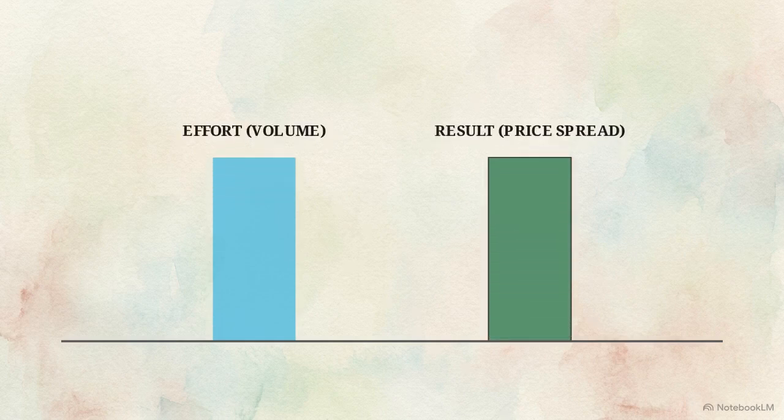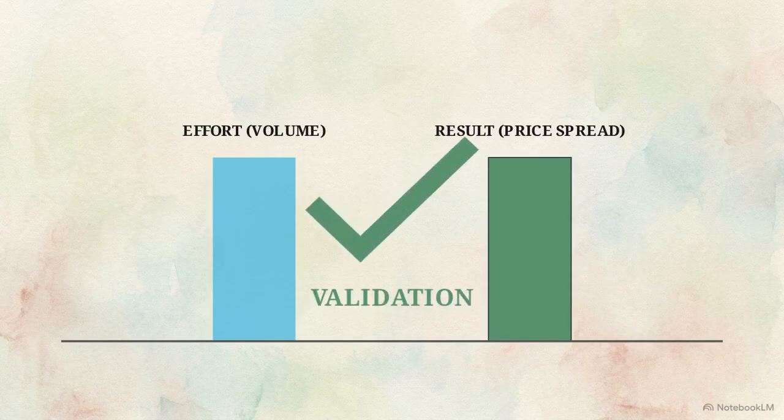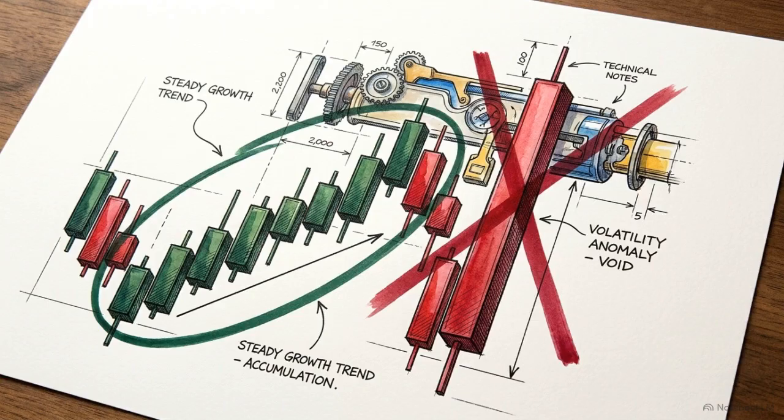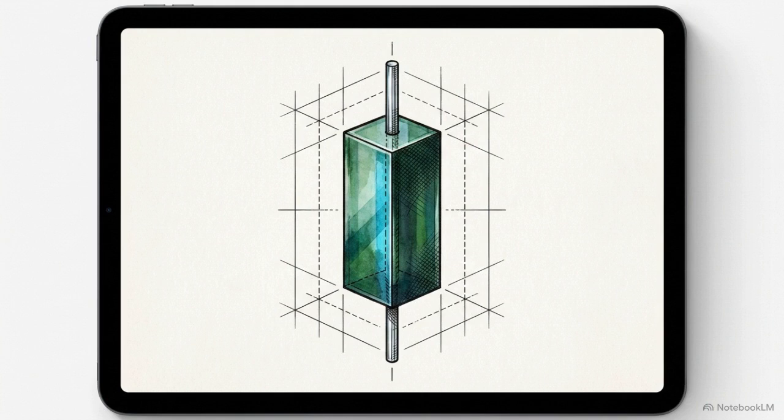In technical terms, volume is the objective metric for market effort. The price spread, the distance the price travels, is the result. By comparing these two variables, every single price bar on a chart can be categorized as either a validation, where the volume confirms the price movement, or an anomaly, where the effort and result do not align. Applying this relationship provides the framework needed to distinguish genuine institutional trends from manufactured market maker traps.